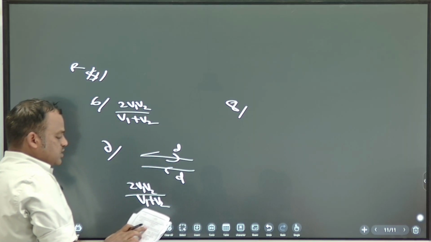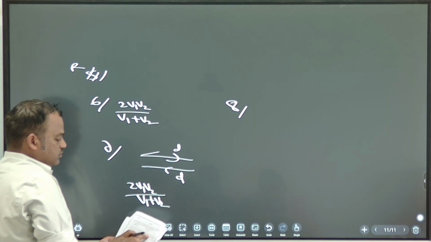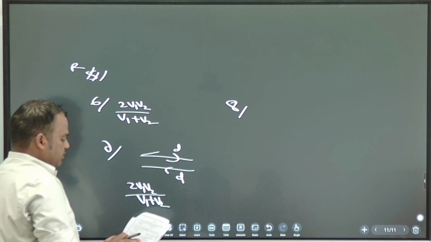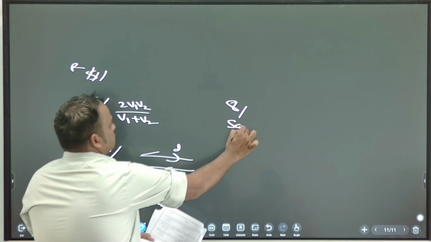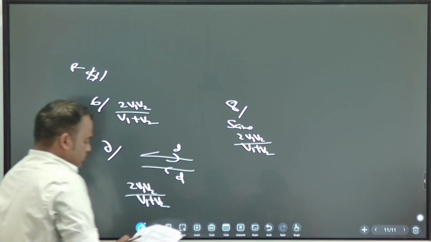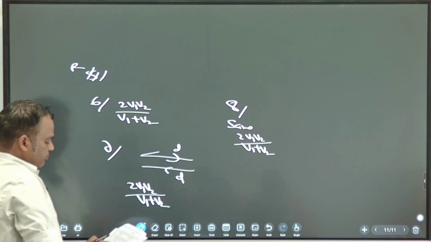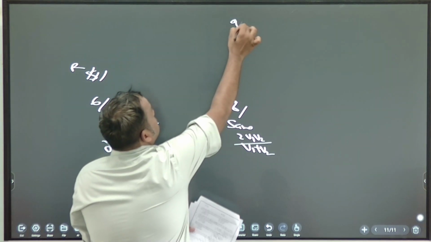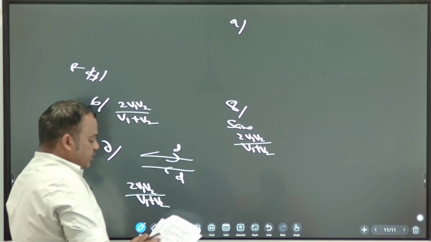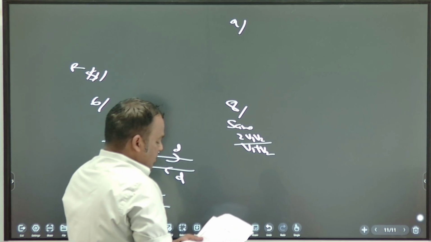Now eighth, car travels first half with 30, second half with 40. Again same formula, 2V1V2 by V1 plus V2. Ninth, one car moving on a straight road covers one third with 20, rest with 60. Repeated question.